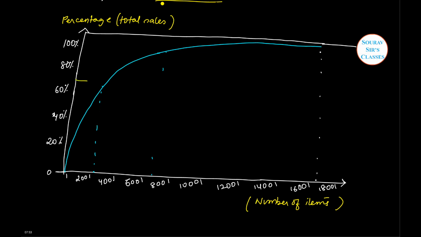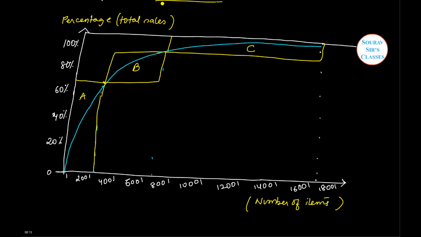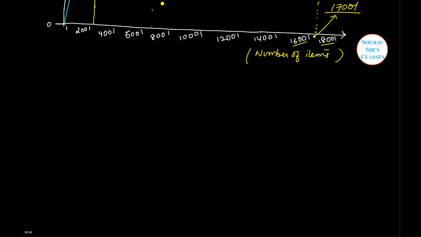So till this much is for A items, from this till this much is for B items, and from here to here is for C items. Okay, so this is how the graph looks. So let us now explain the graph a little bit. Now you must notice that the point till which the graph has continued is somewhere midway between these two. So this value, number of items, is actually 17,001.